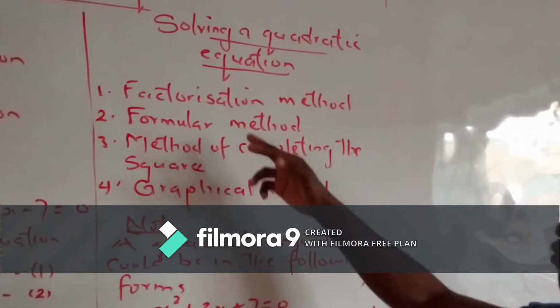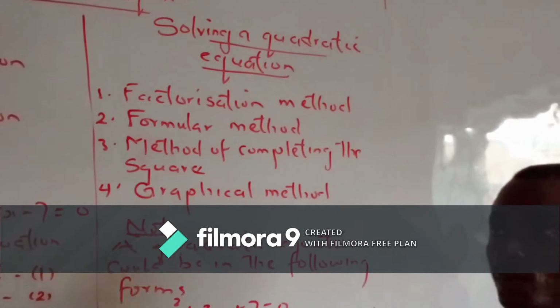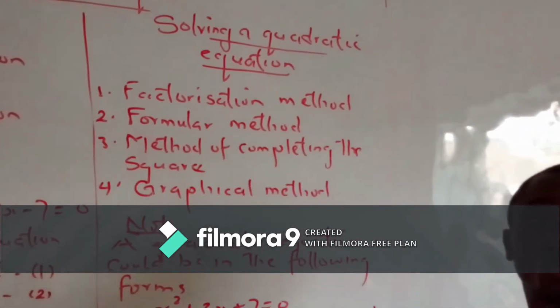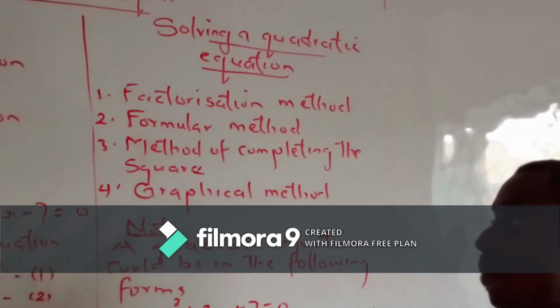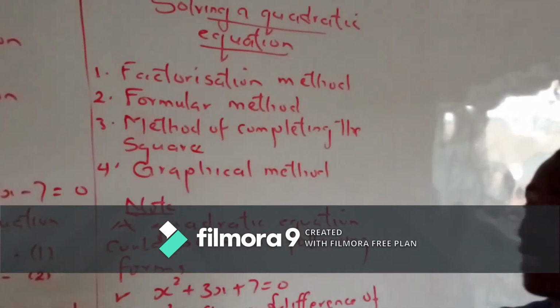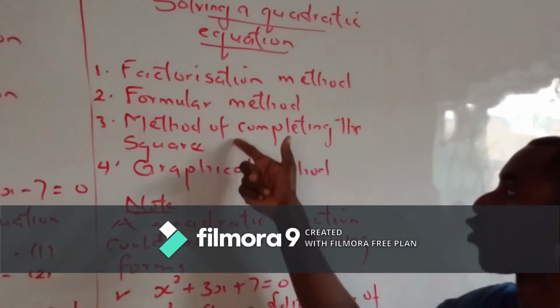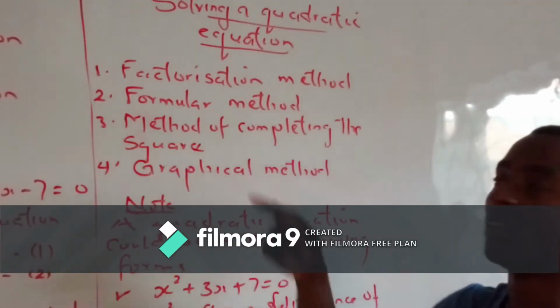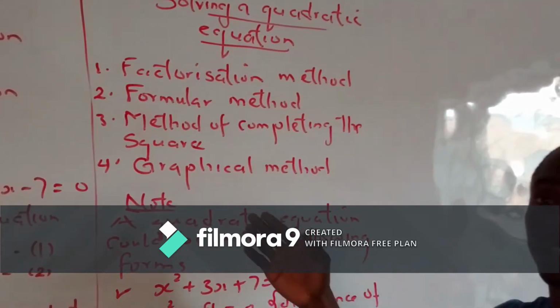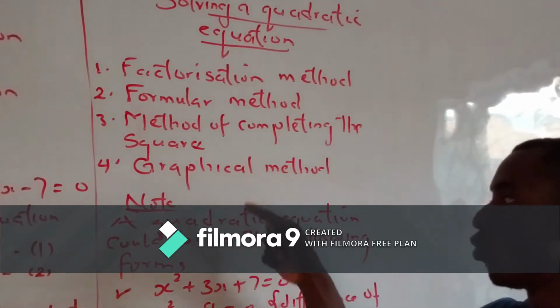The first one is the factorization method. The second is the formula method, also known as the almighty formula. The third is the method of completing the square. Actually, if you follow through the method of completing the square, you arrive at a formula known as the almighty formula. And the last one is the graphical method.